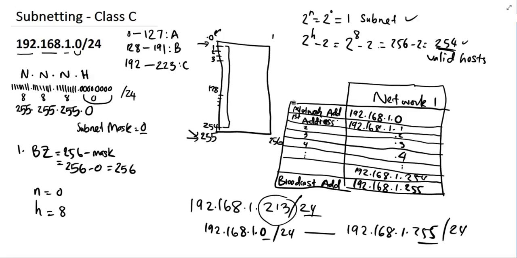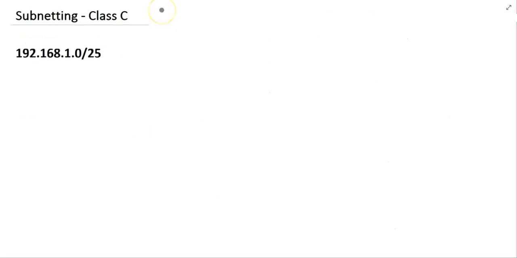But what about if this changes and it becomes a /25? And that's what we are going to look at in this example. This is now different, and it has a /25, but what we're looking at is class C. And the first thing to do is first identify what class we're dealing with.